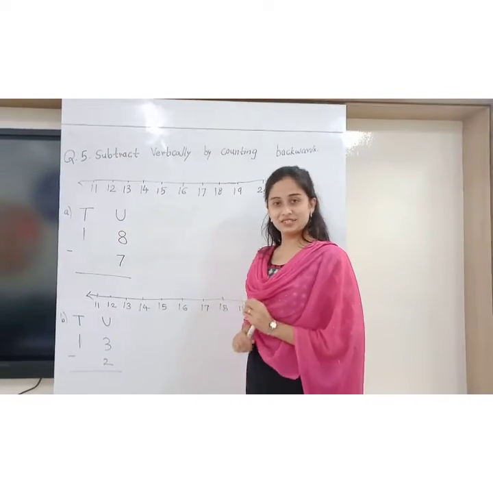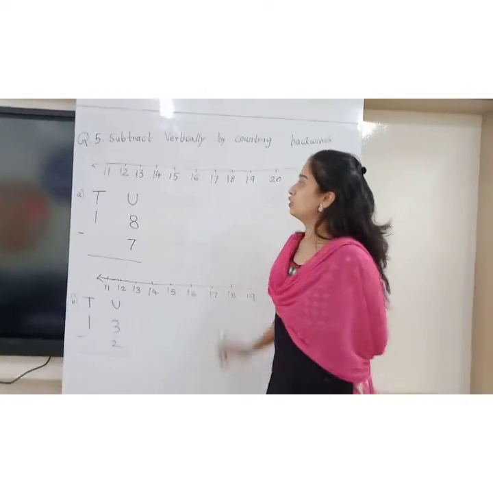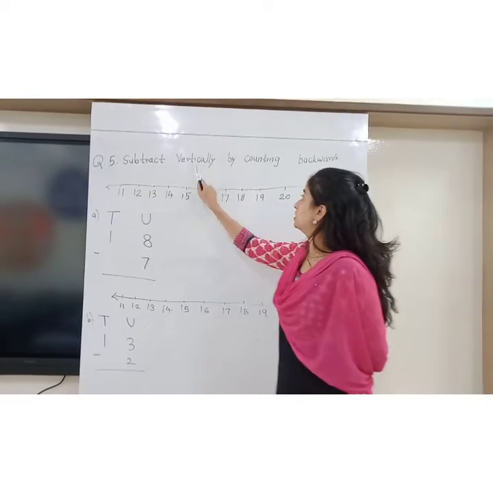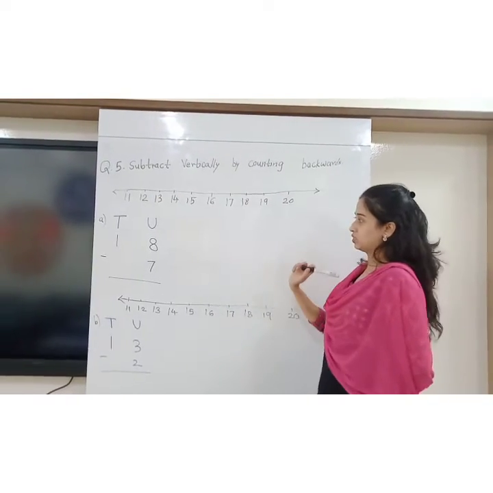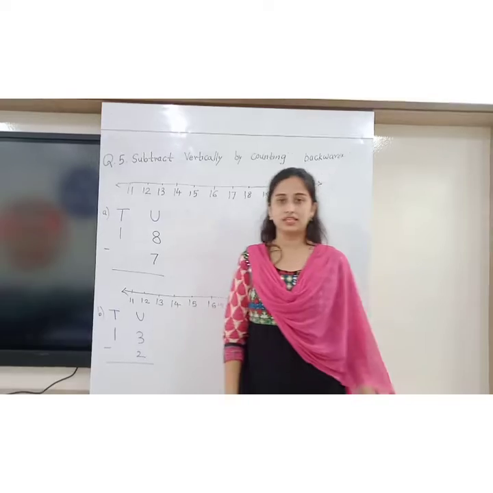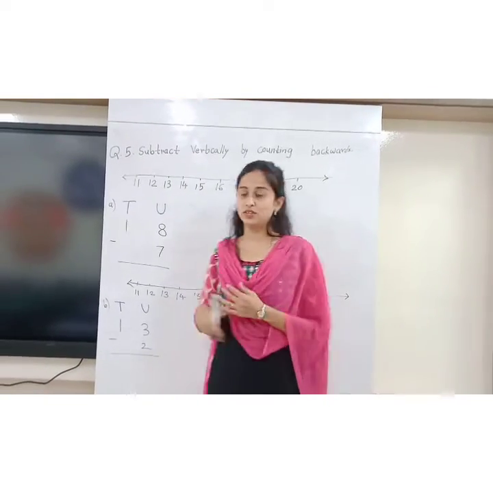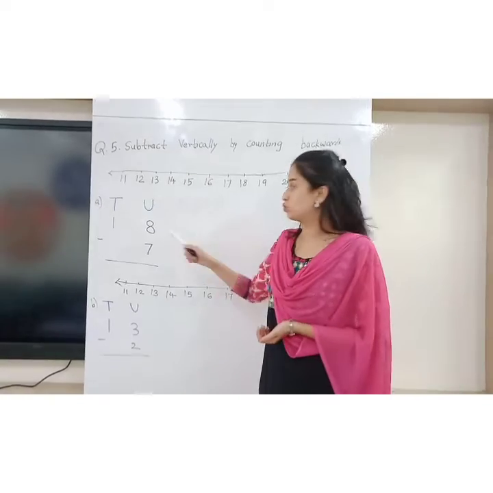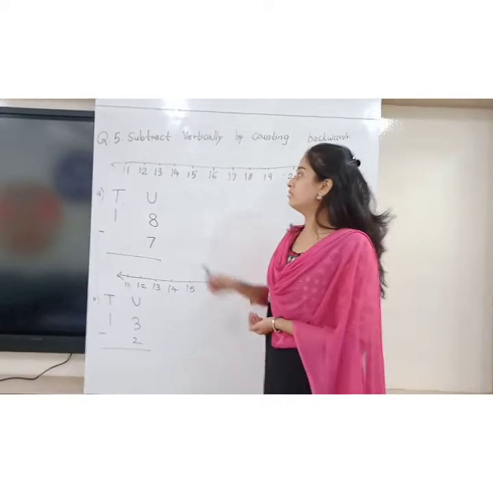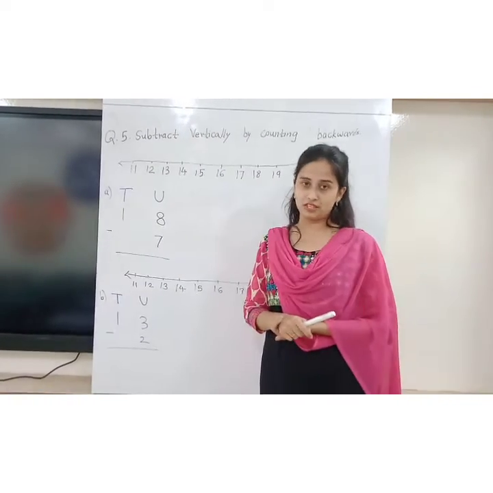Now let us see the next question. It is subtract vertically by counting backwards. So you have to subtract vertically by counting backwards. Now there are many methods with which you can count backwards or do the subtraction. So here we are using a number line for the subtraction.